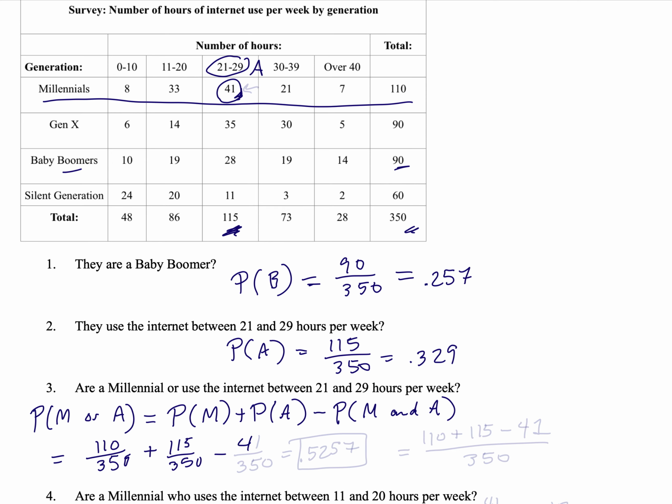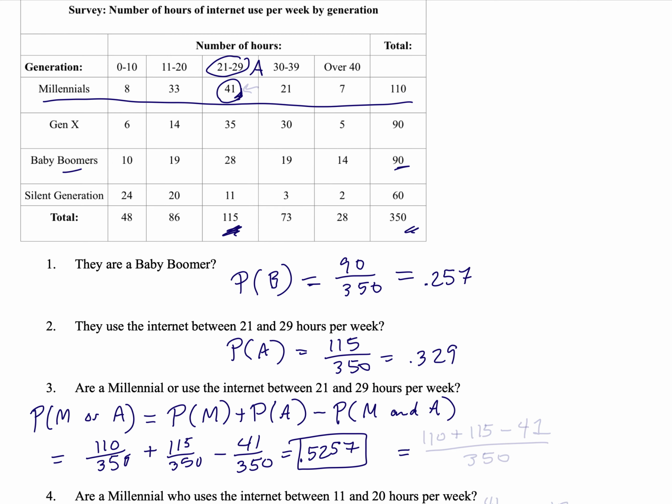So minus 41 over 350. And if you calculate that, you should get 0.5257 as your probability. Another way you could calculate that is just calculate it as a single fraction.